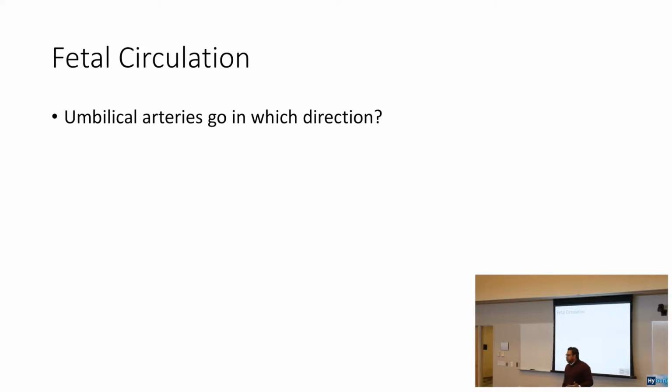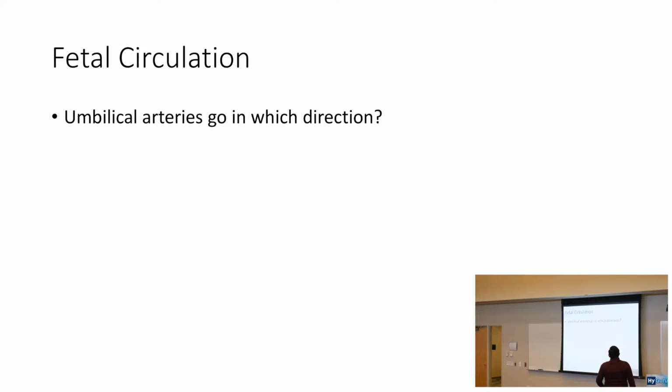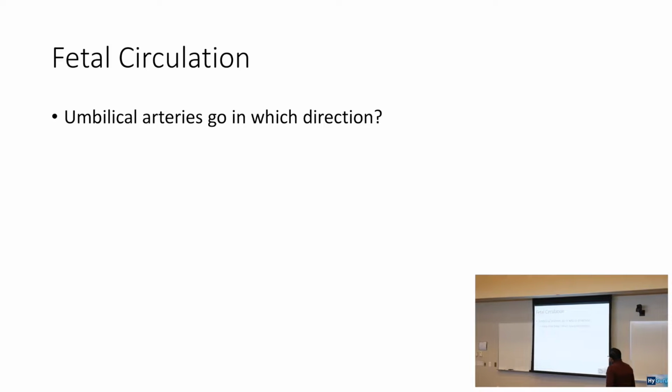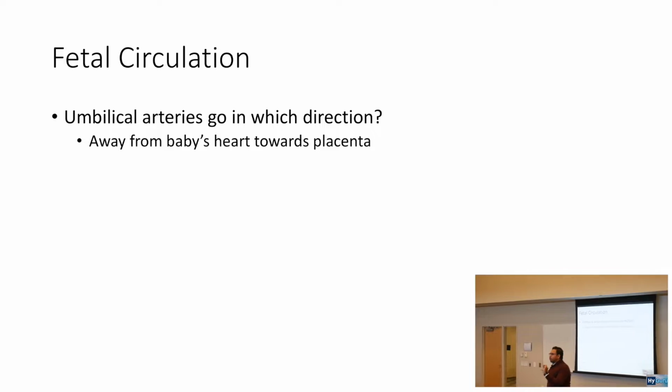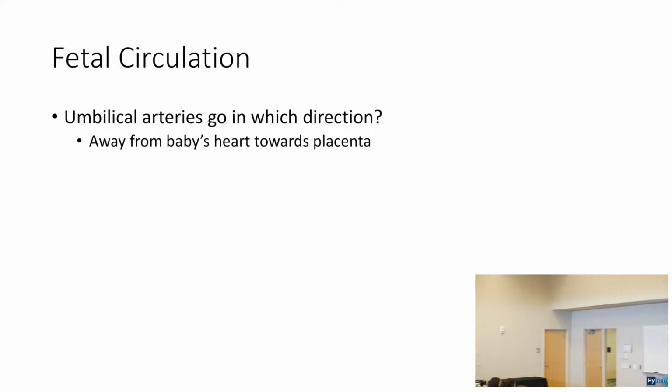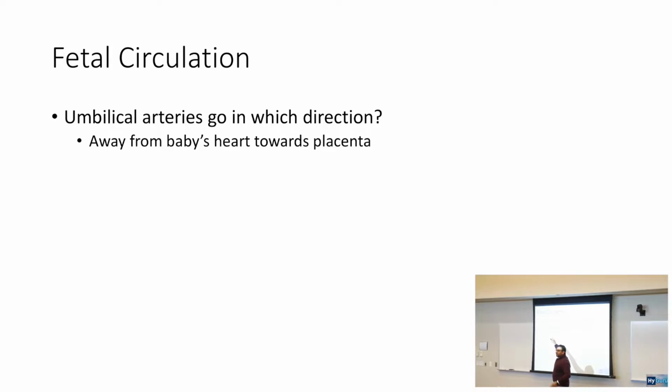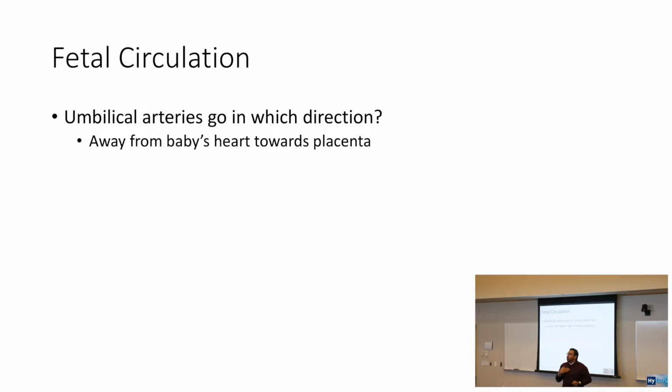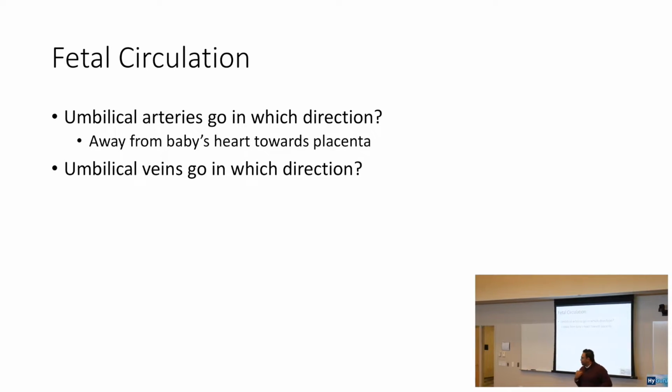Let's go into fetal circulation a little bit. So umbilical arteries, which direction do they go in? Well, the umbilical arteries go away from baby's heart and towards the placenta. Guys, anytime I say the word umbilical, you should say baby's heart. Umbilical? Yeah. Okay, so you know what an artery does. Baby's heart and artery. Got it. It goes away from the baby's heart. Umbilical arteries go away from the baby's heart, whereas umbilical veins go towards the baby's heart.